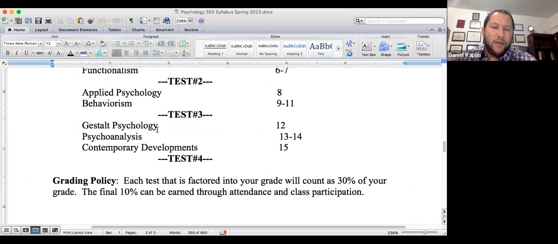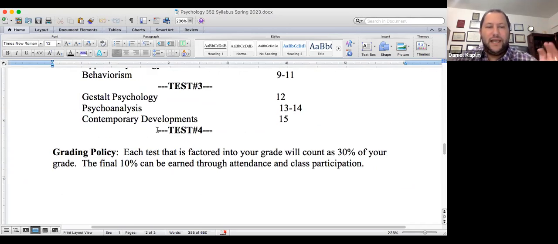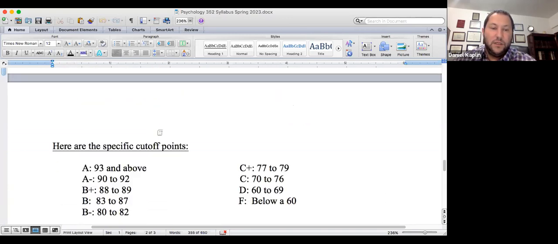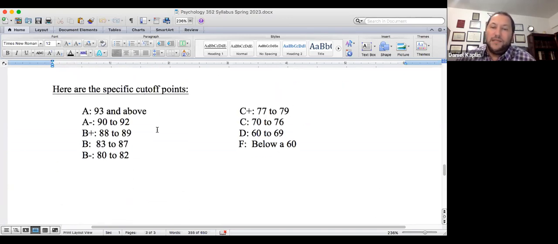All right, now my grading policy. I embedded it, but just in case you wanted to see it, each test that I'm counting, so these are your 3 highest scores, will count for 30% of your grade, and then the final 10% is through attendance and participation. The last thing that I'll call your attention to is my grading policy. It's a fairly standard grading policy. If anything, I'm a little bit lenient in where my cutoff point for an A is. Some professors give an A at a 95. I do it at a 93.